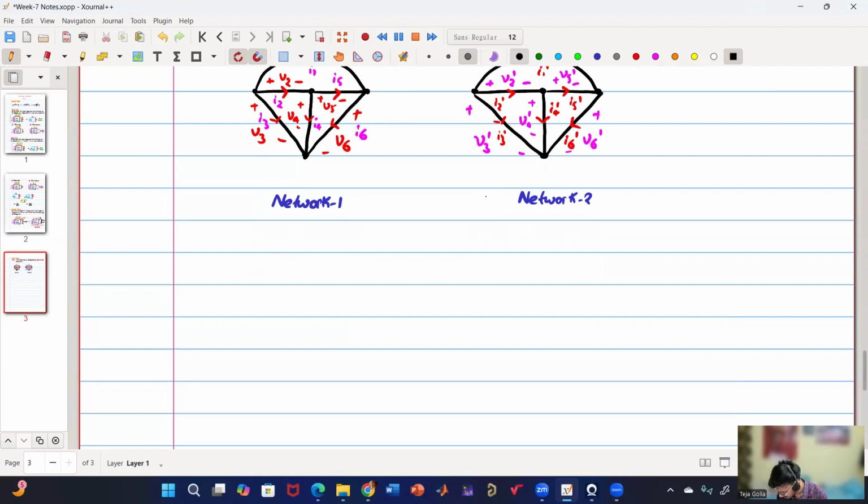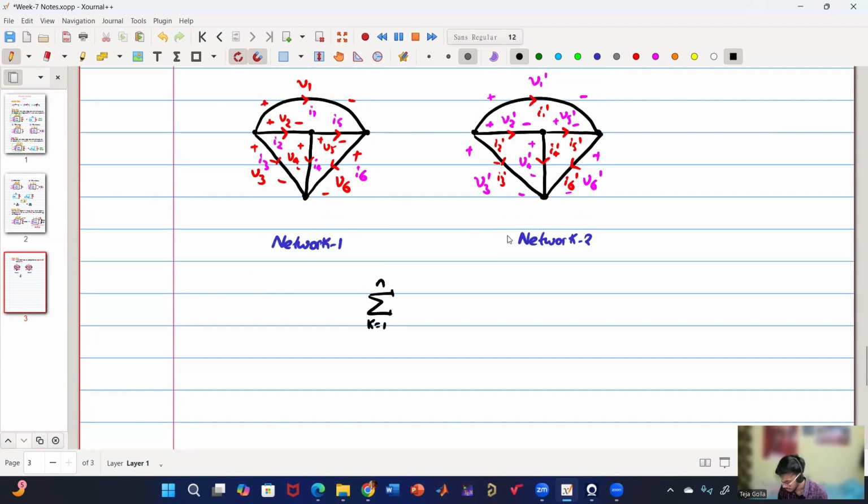Tellegen's theorem says that the summation, for k equal to 1 to n, where both have, say, n elements (here they have 6 branches, but say n), of the product of the voltage of the first network's branch with the current of the second network's branch, is equal to the summation of vice versa, which is the voltage of the second, the current of the first one. This will be equal to 0. This is what the theorem says, although we will not get into the proof.